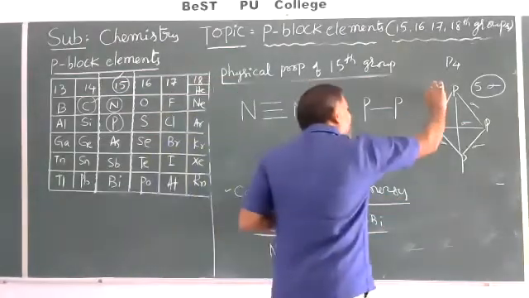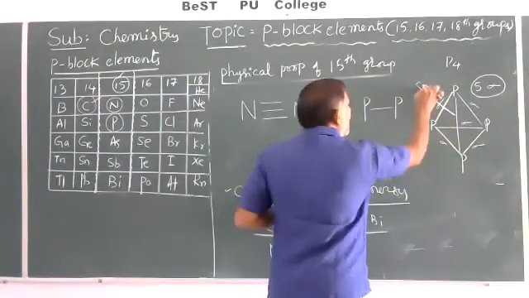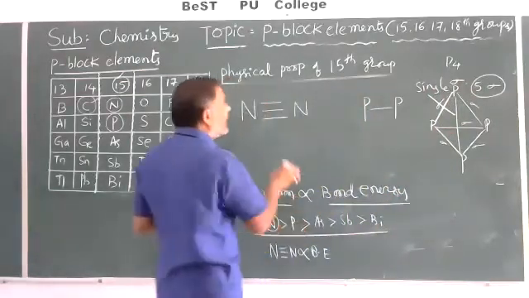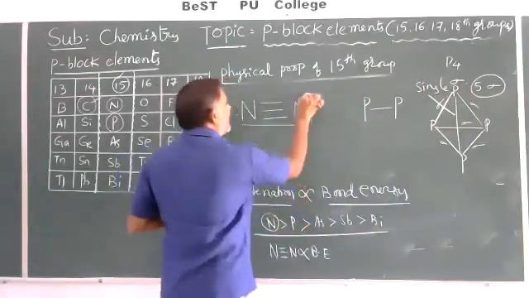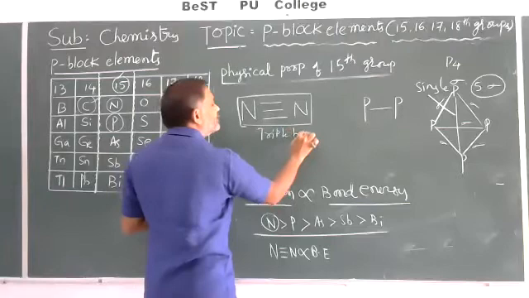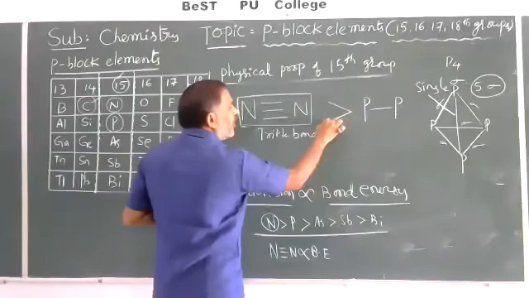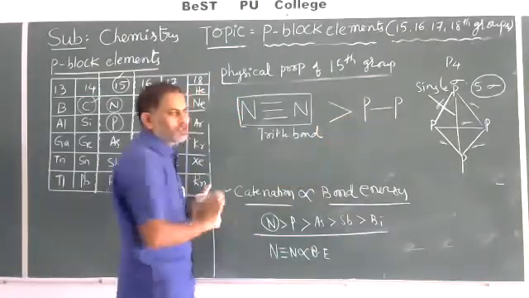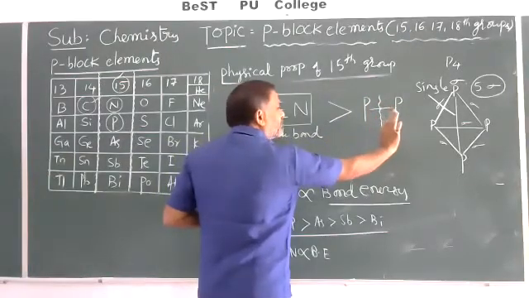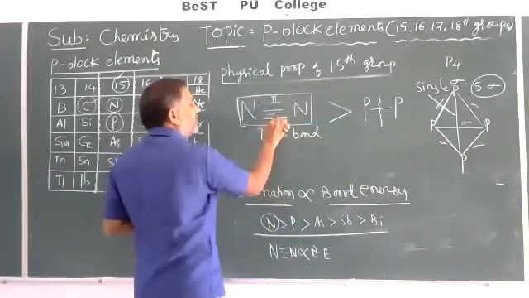To break a bond between phosphorus and phosphorus, where single bonds are there, a single covalent sigma bond is present. Whereas in the case of nitrogen and nitrogen, there exists a triple bond. Due to the presence of this triple bond, the dissociation energy is more than that of phosphorus-phosphorus. To break a bond between phosphorus and phosphorus, less energy is required because only one bond is present, whereas here sigma and pi, 3 bonds are present.